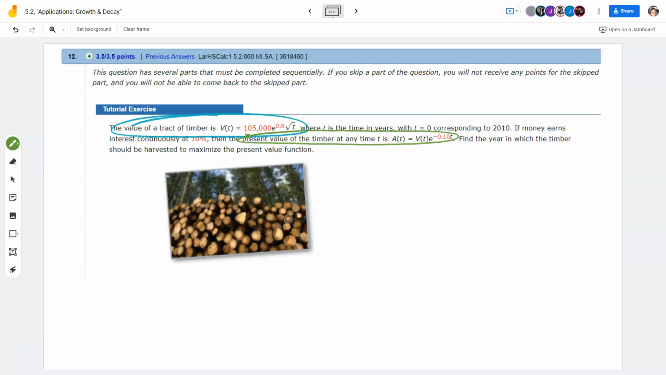So I think this is the land as you guys keep reading. The tract of timber, tract of land. I believe that's the tract of land. And then this one is taking into account the present value of the timber, which is related to the tract of land. And it wants you to maximize the present value function.